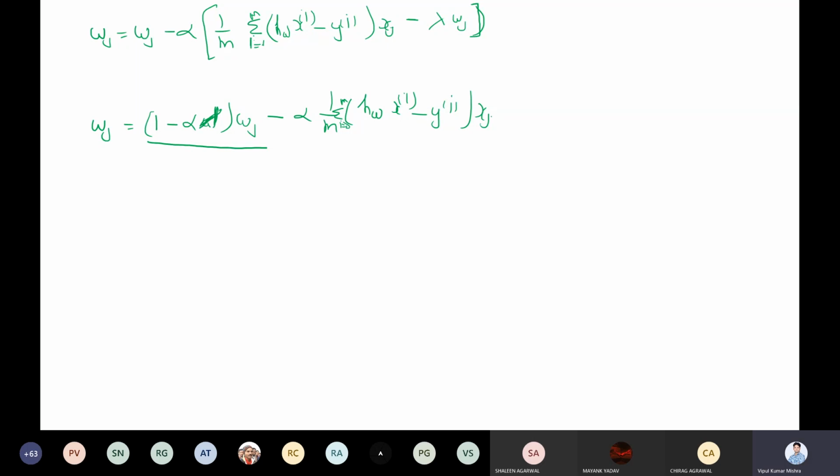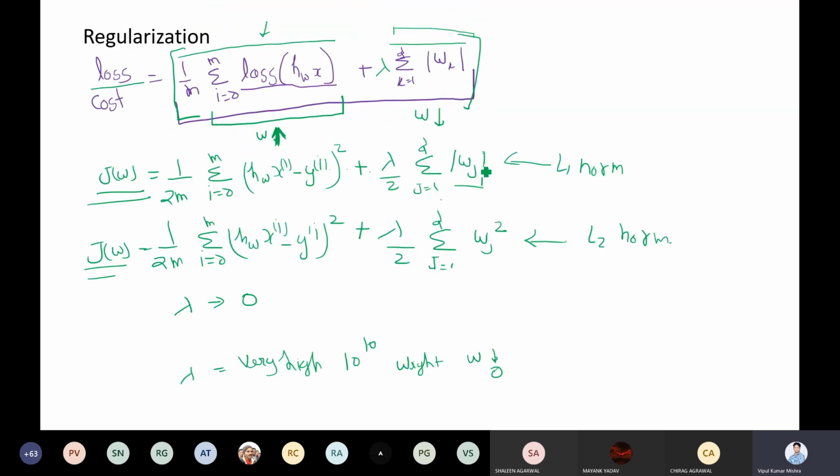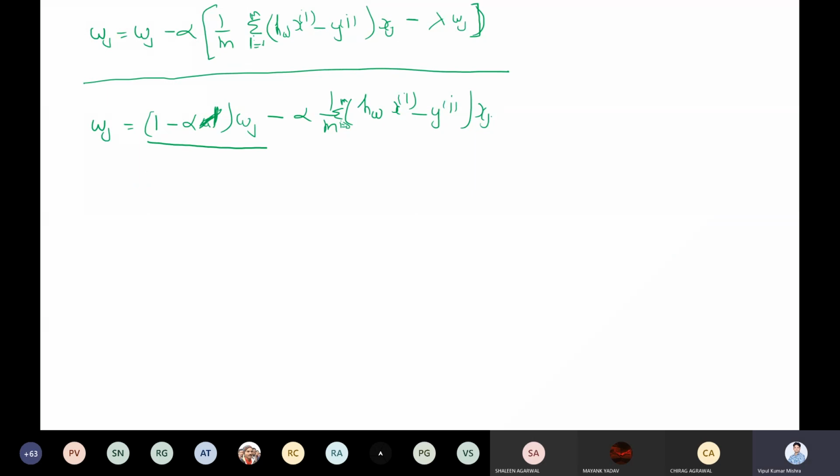So once you take the gradient of your loss function and compute it, the modified equation will become like this, right? Anyone, any doubt till this point? Guys, any doubt?